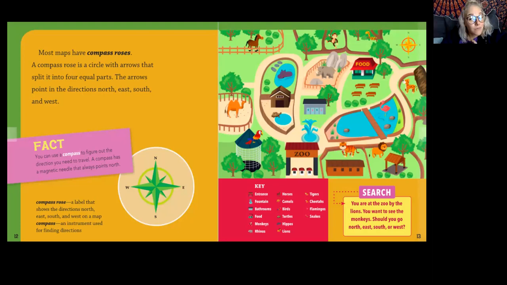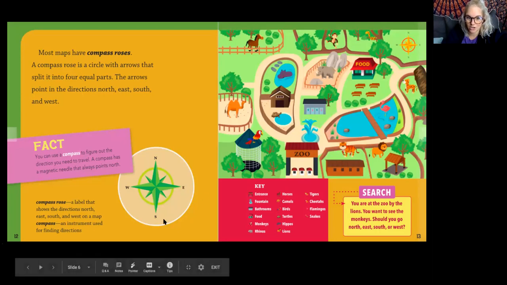Now, the way that I remember compasses is I remember the acronym Never Eat Soggy Waffles. North, east, south, west. Never Eat Soggy Waffles. So that's just how I remember it.